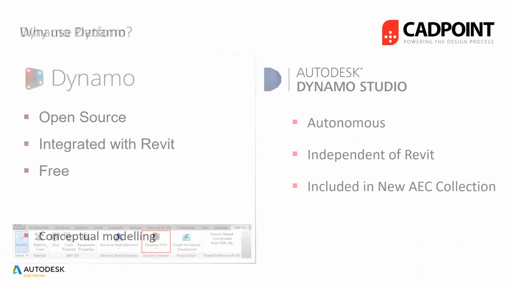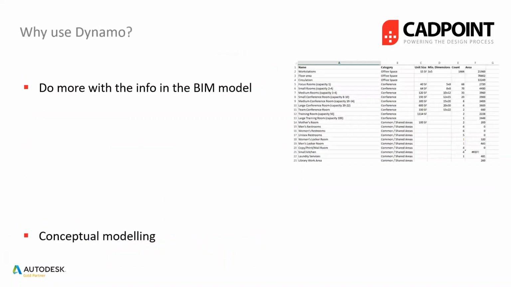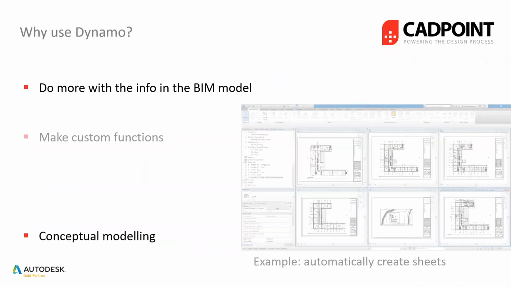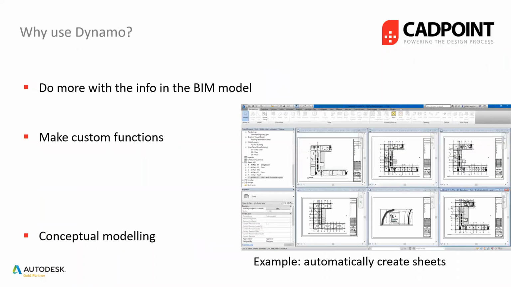So why would you use Dynamo? You can do more with the info in your BIM model, so being able to leverage floor area information, create custom functions such as automatically creating your sheets, automatically creating levels. I've got some examples that I'll open up, run through the principles within those, and show you how they work. And if you take a screenshot of what I show you, you're able to replicate those in your own Dynamo package if you're currently using Revit as well.